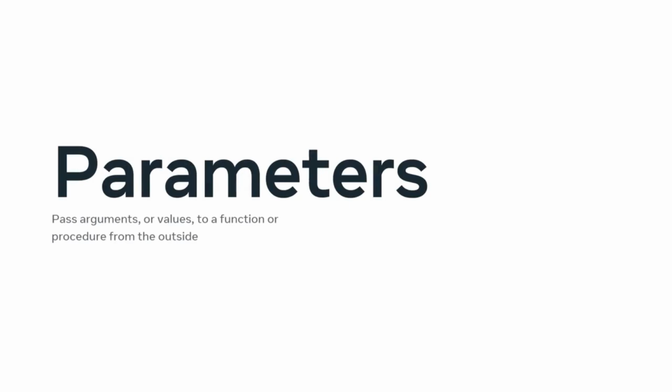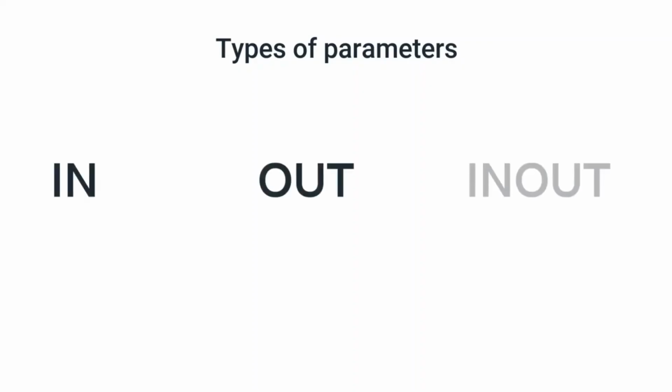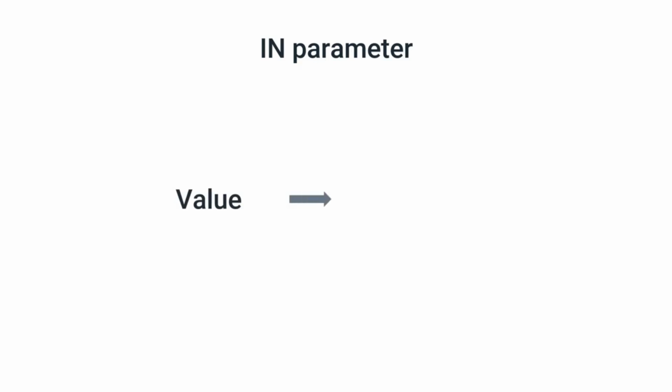A parameter is used to pass arguments or values to a function or procedure from the outside. In MySQL, a function only takes input parameters, but there are 3 different types of parameters that can be declared in stored procedures: in, out, and in-out parameters. Let's take a few moments to explore how each of these works. The in parameter is the default parameter. It's used to pass an argument or value to a stored procedure.